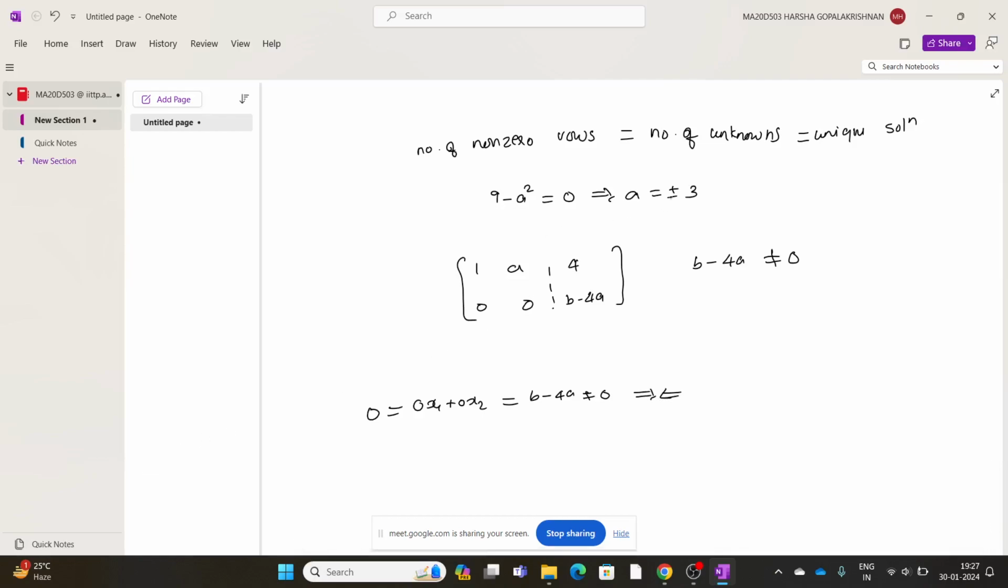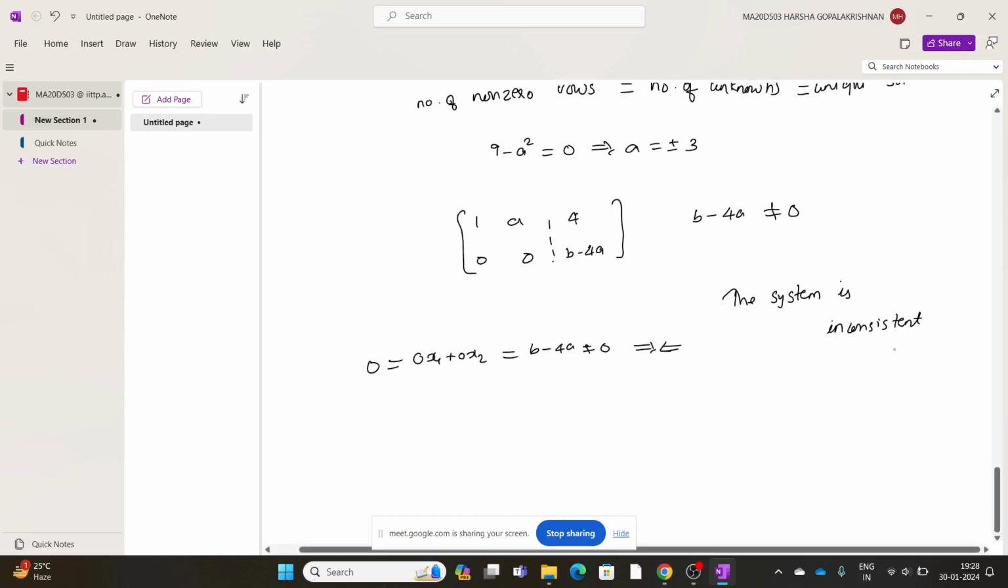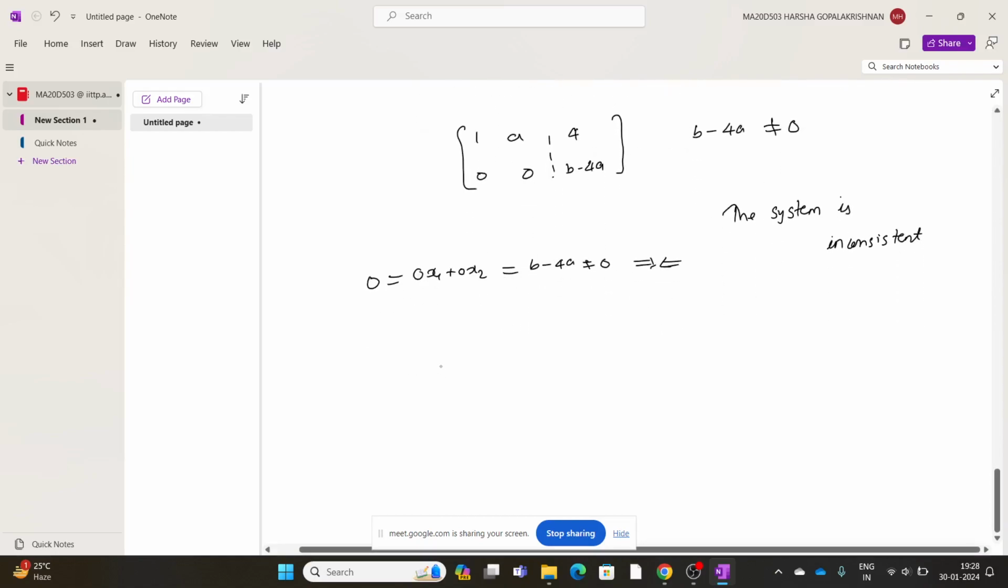Okay. So if a equal to plus or minus 3, b minus 4a actually depends on b also. We don't know what is the value of b. If it is not equal to 0, the system is inconsistent. No solution. Okay, but the question is to find when will it have a unique solution, and the next case is when it will have an infinite number of solutions.